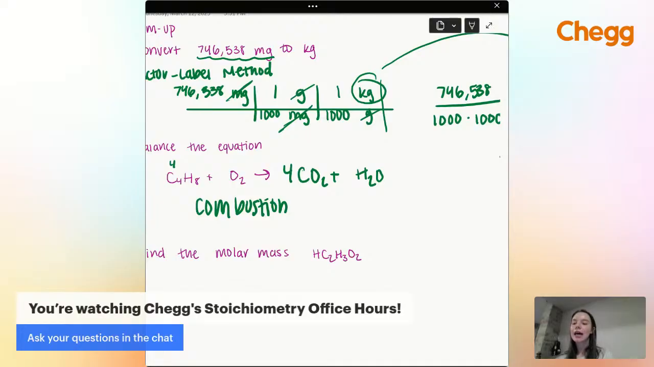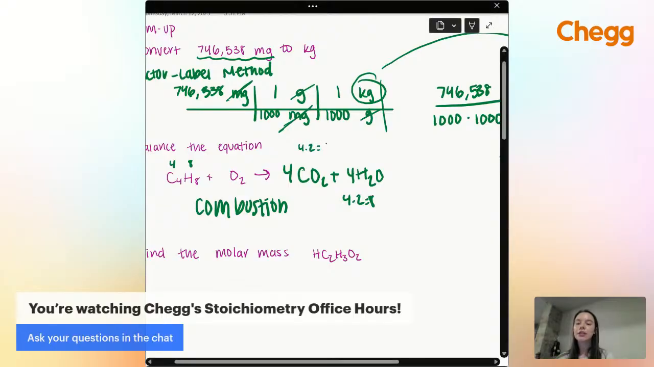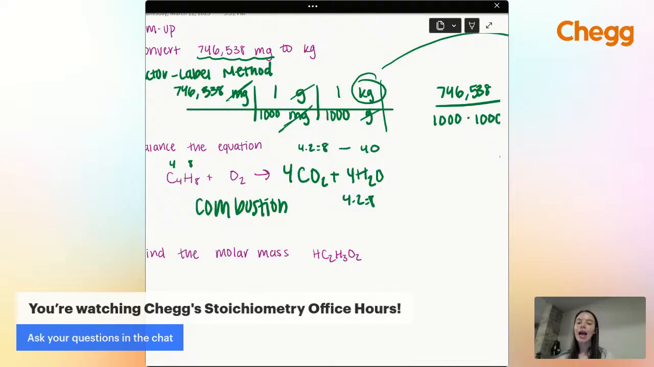I have 8 hydrogens over here, so I'm going to make 8 hydrogens over here. The reason I put a 4 as my coefficient is because 4 times 2 equals 8 hydrogens. So that equals out my hydrogens. And then I count how many O's I have on the right side, and I make it equal the left. So I have 4 times 2 O's over here, so 8. And then I have 4 oxygens over here. So if I add those together, I get 12 oxygens.